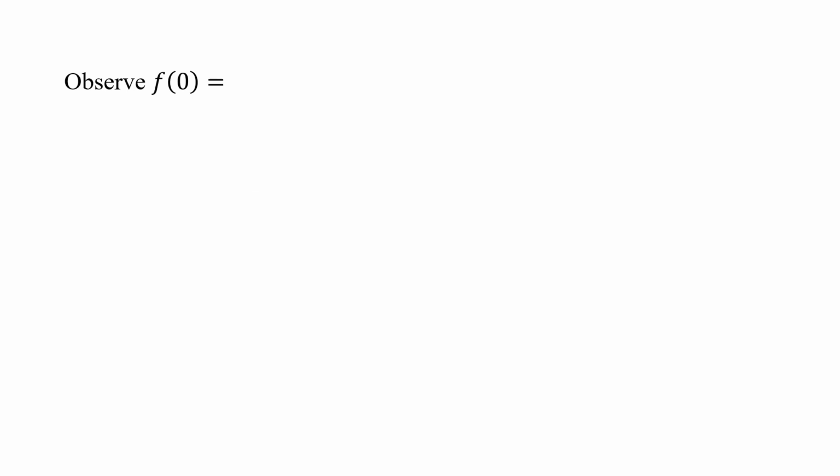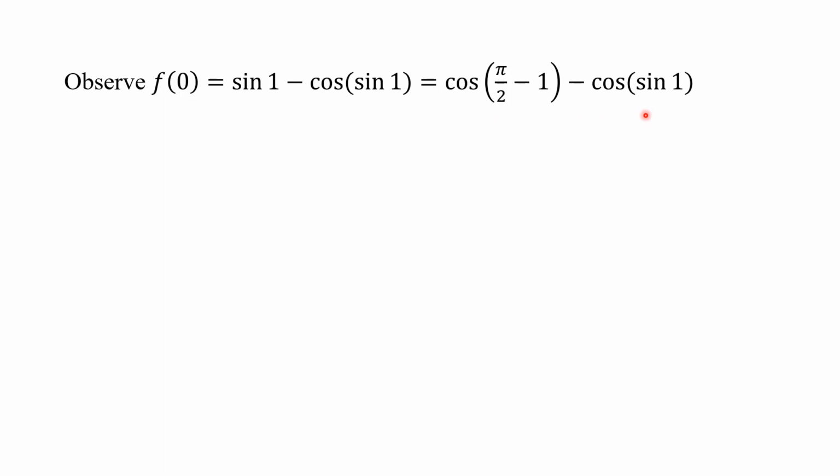Here observe that f of 0 equals sin 1 minus cos of sin 1, which equals cos of pi by 2 minus 1 minus cos of sin 1. Now if we compare pi by 2 minus 1 and sin 1, then use the decreasing function behavior of the cos function, so that you can get it greater than 0 or less than 0.